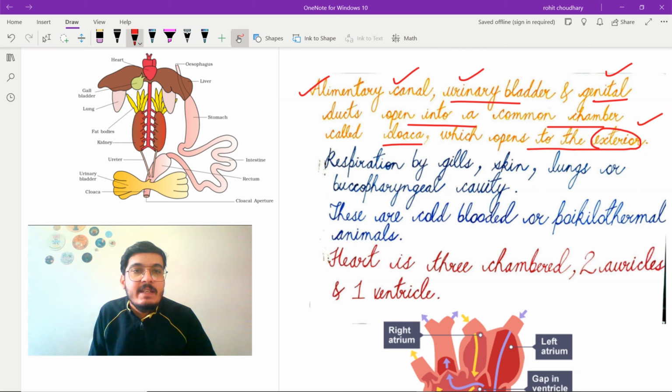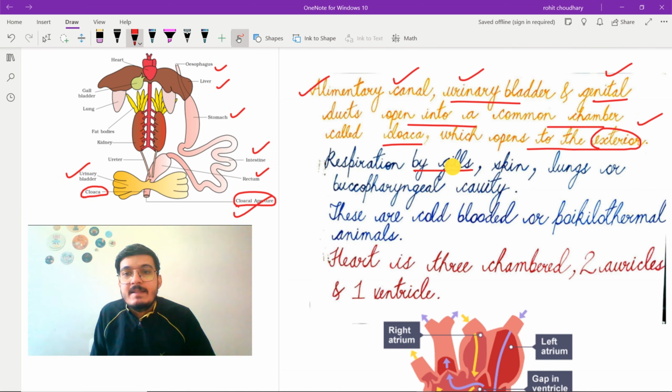As we can see, esophagus, liver, stomach, intestine, rectum, all these are showing alimentary canal. This is the urinary bladder, alright, and this is the cloaca, the common aperture, common chamber we can say, alright, and this cloaca opens to the exterior through cloacal aperture.